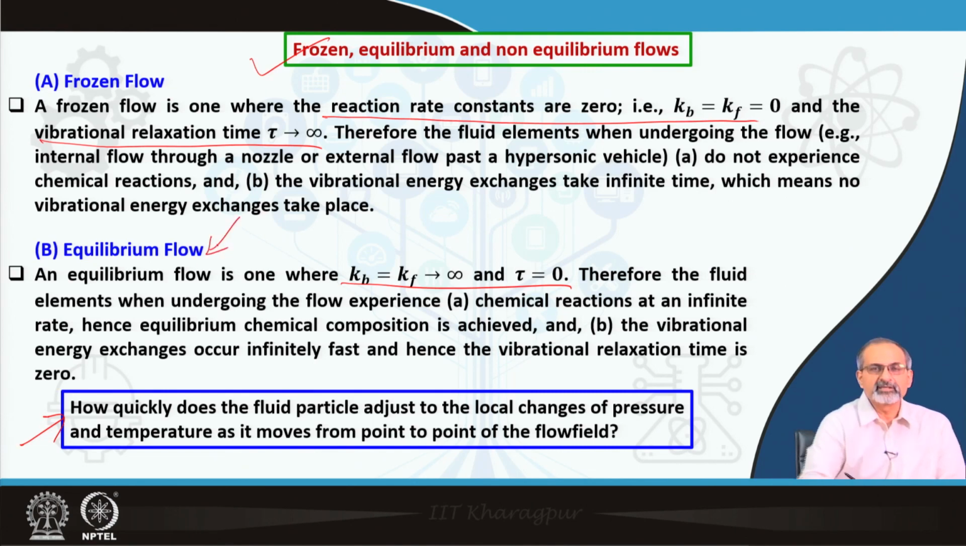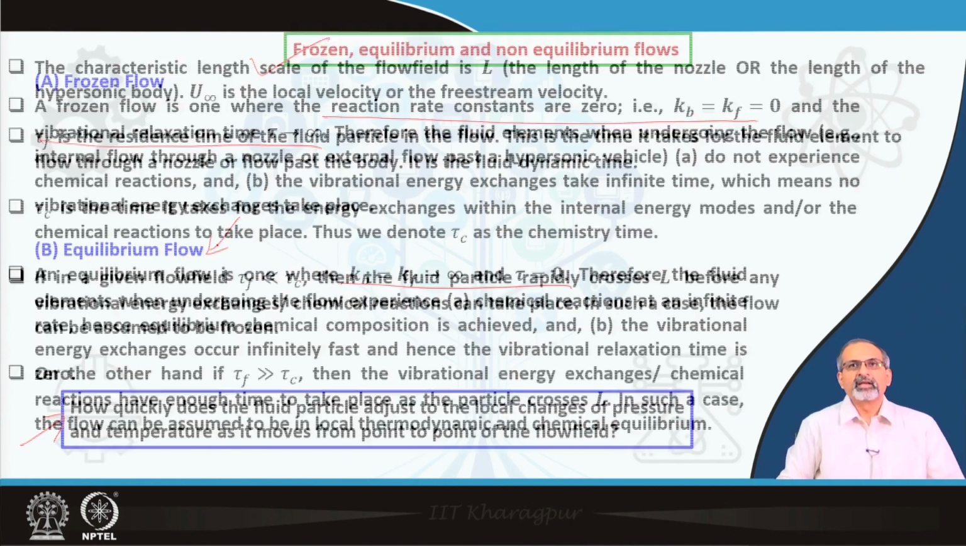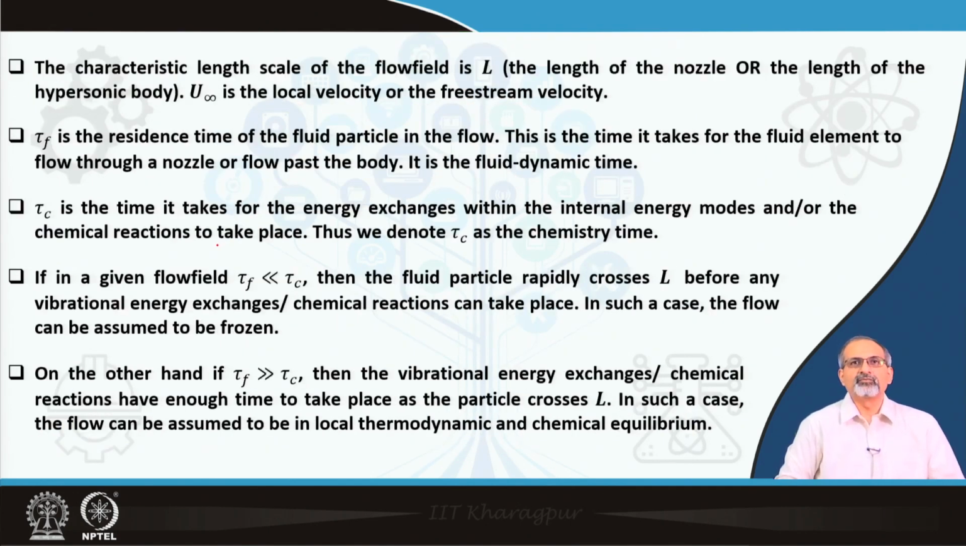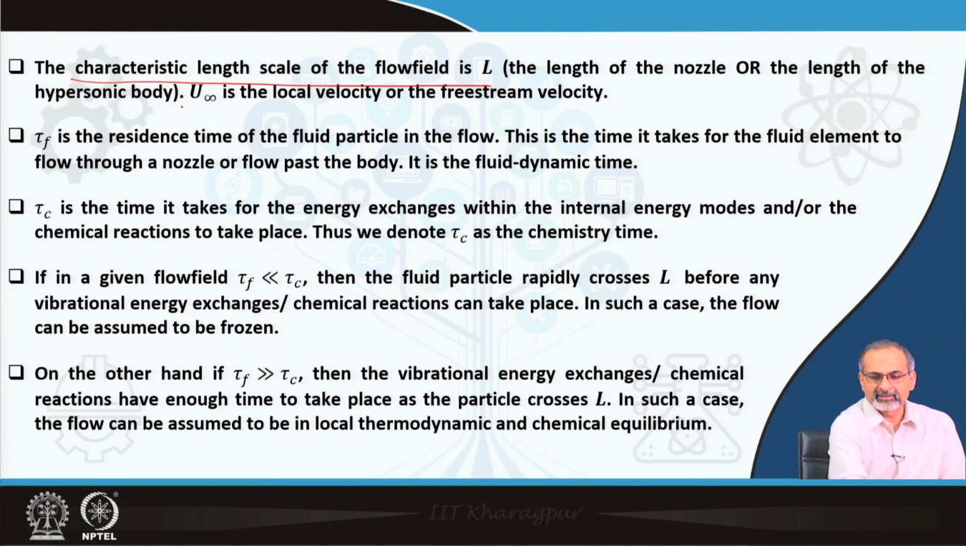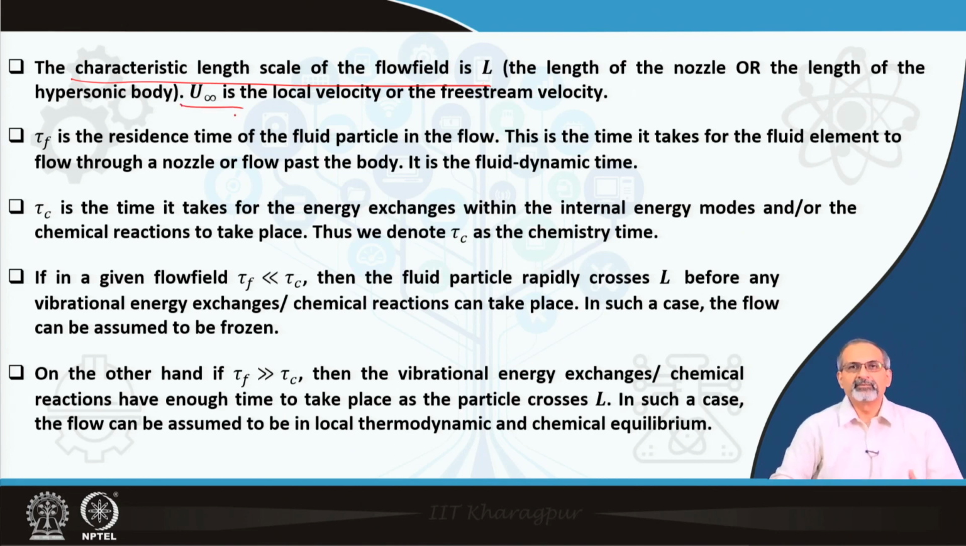If it responds extremely quickly, then it would always remain in equilibrium locally as it flows through the flow field, and non-equilibrium conditions will lie anywhere in between the two extremes, for which the characteristic length scale of the flow field L and the local velocity, the scaling between the two matters, because if you take a ratio of the two, it typically gives you an estimate of the residence time of the fluid particle in the flow as it moves through the device, which we termed as the fluid dynamic time.